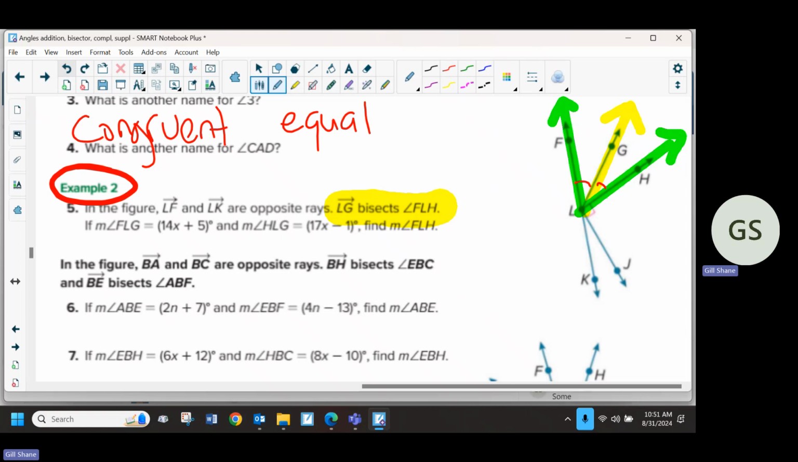Somewhere I'm going to say whatever this angle is, whatever the measure of it is, has to equal whatever the measure of this other angle is. Again, there could be other types of problems, but that's the way you should sort of be thinking.